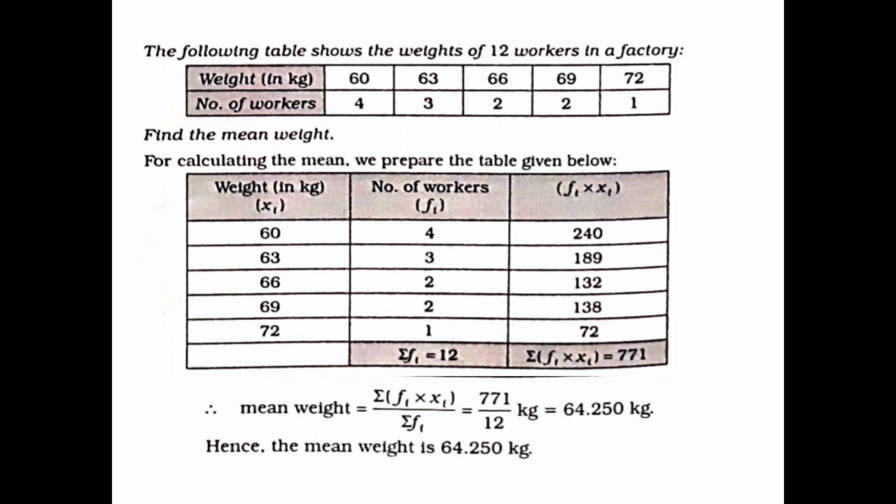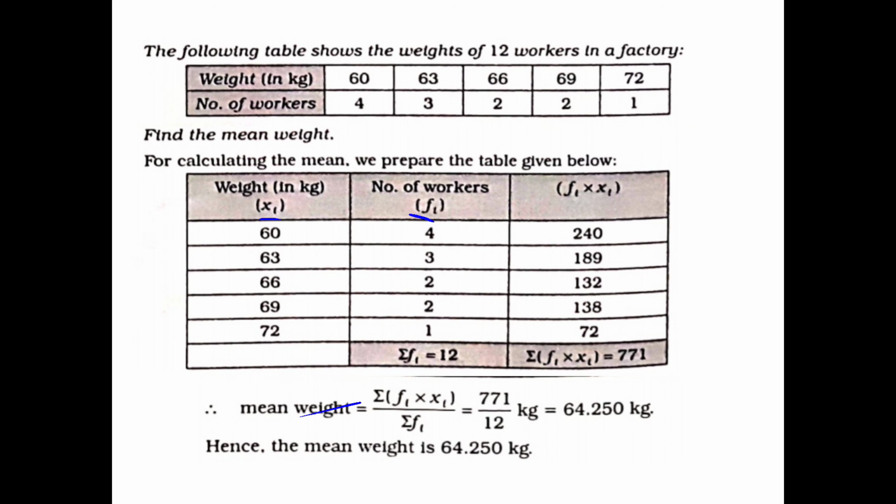Finally, we need to make one tabulation. Weight in kg, that is xi, so we write xi: 60, 63, 66 and so on, as given in the question. The number of workers also we have to write. Now we need to multiply fi into xi. So this is fi and this is xi. The fi value and xi value we have to multiply.